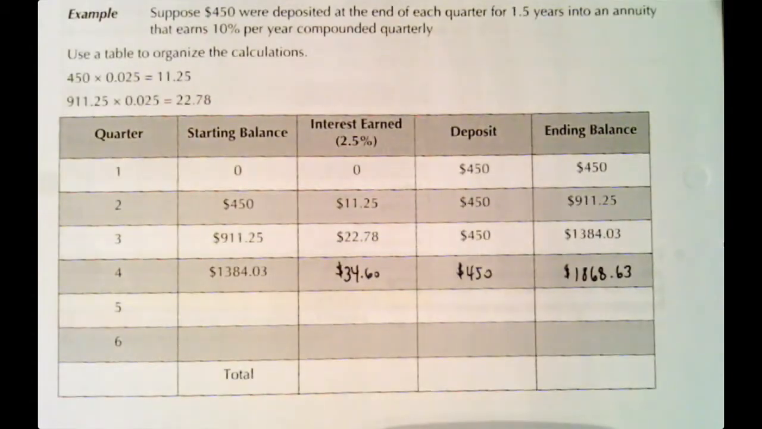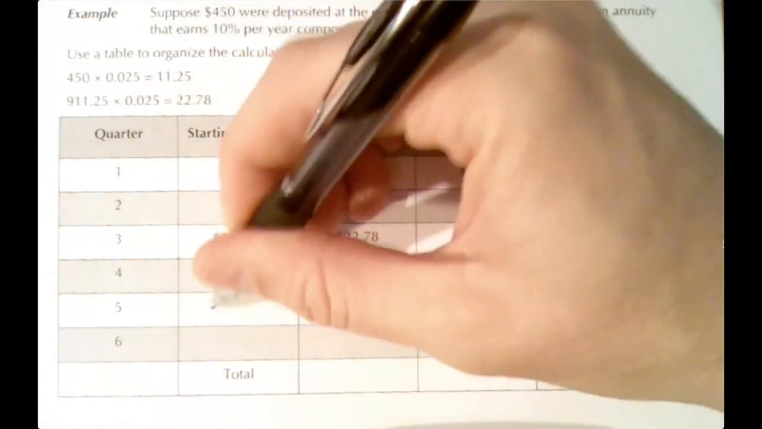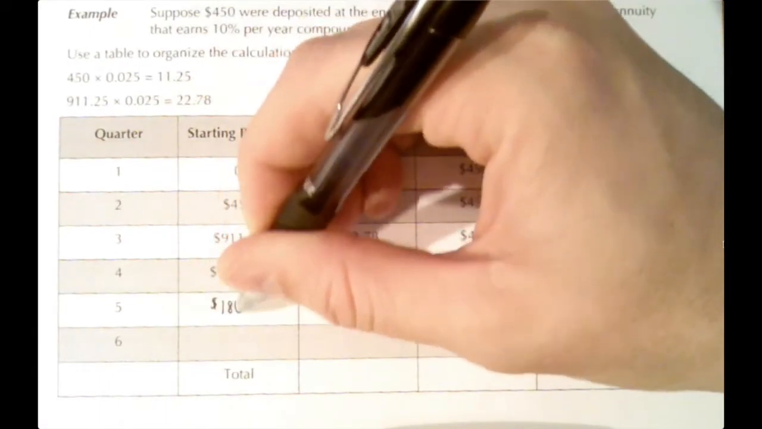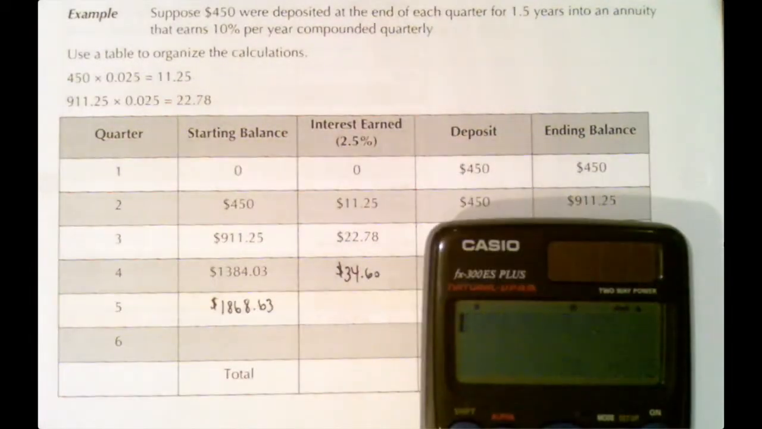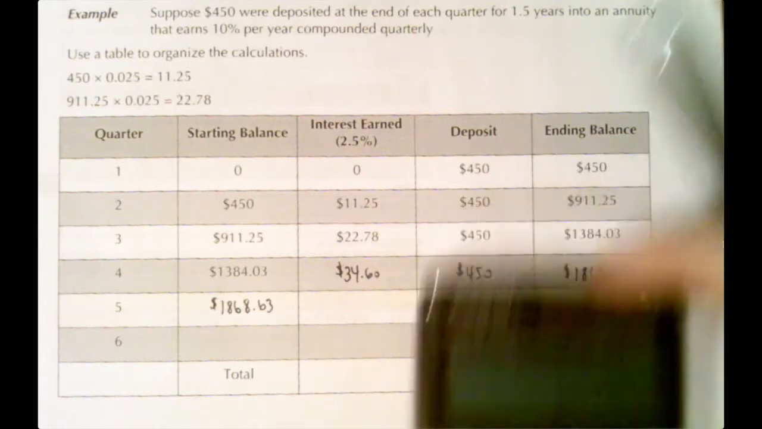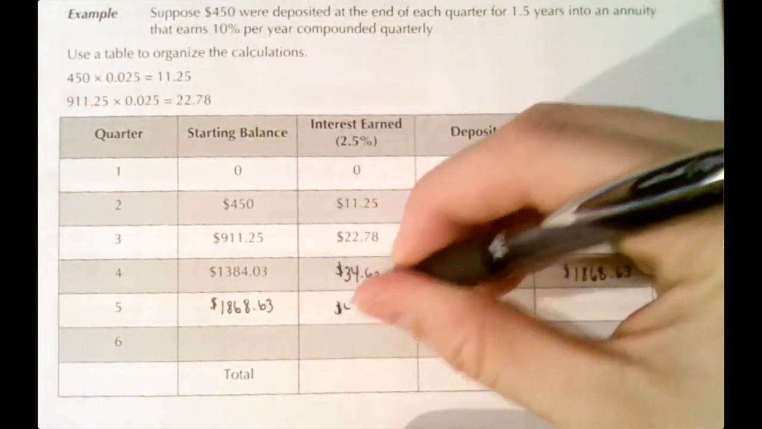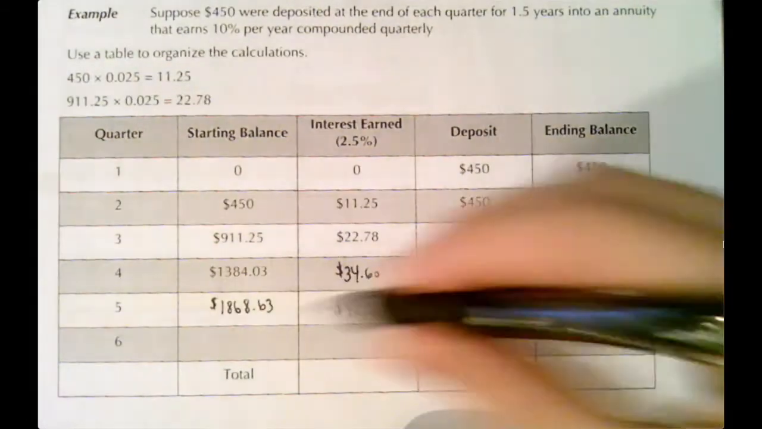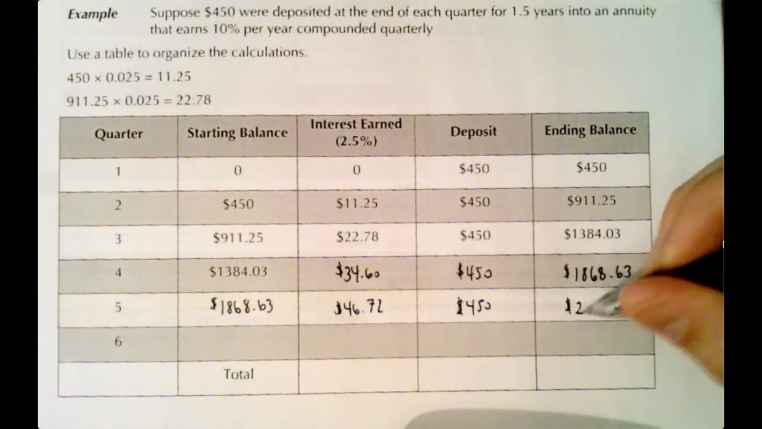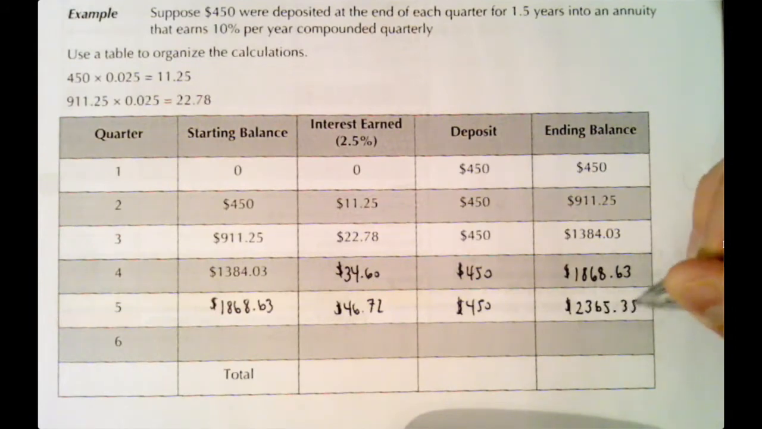So now what happens? Well, let's look at our fifth quarter. Now we have $1,868.63, and we're going to earn interest on that. $1,868.63 times 0.025 is $46.71. Let's round it up to 72 cents. $46.72. Put in another $450. Add all those up. Now our account has $2,365.35.